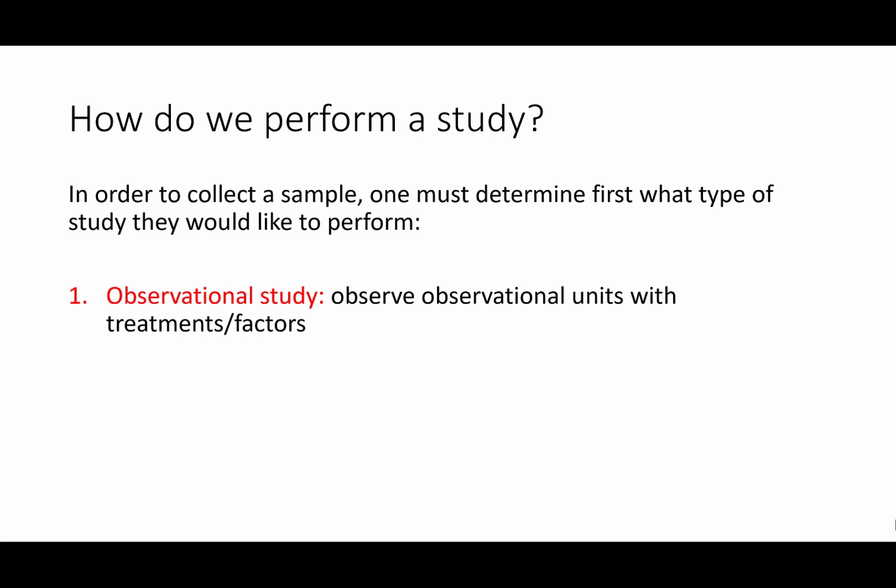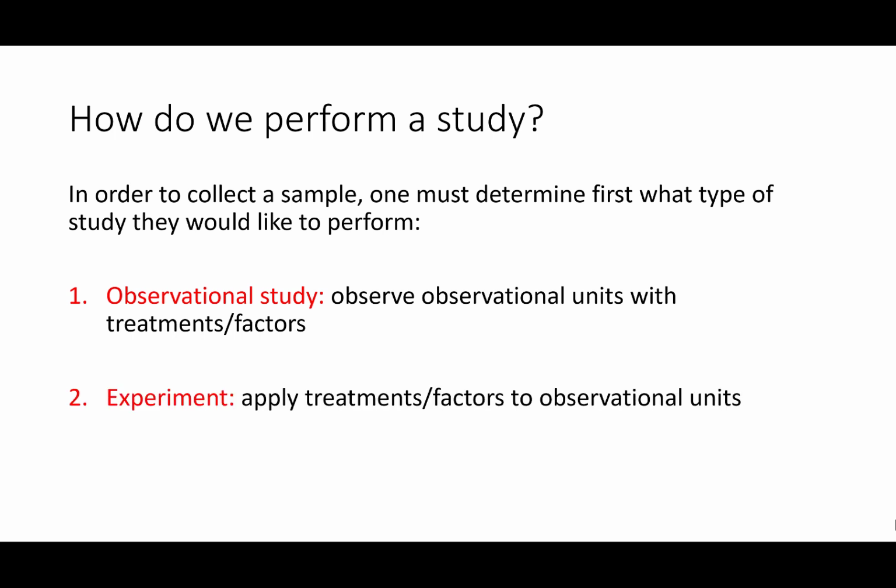The other type of study, which I'm sure you're familiar with, is what's called an experiment. And the difference between an experiment and an observational study is that in an experiment, you apply the treatments or factors to the observational units themselves. So observational study, you're going to observe these units with them. Experiment, you're going to apply them.